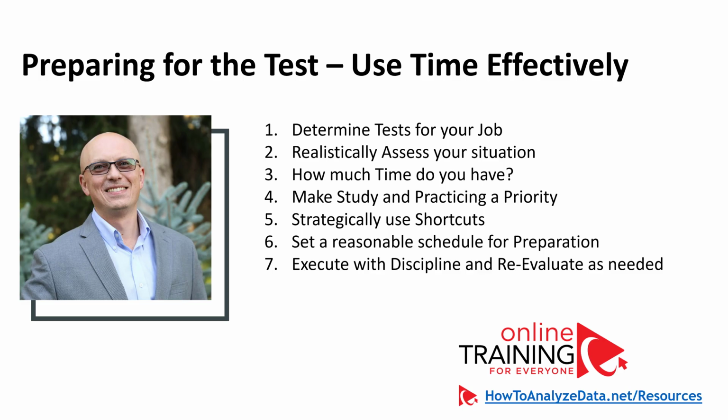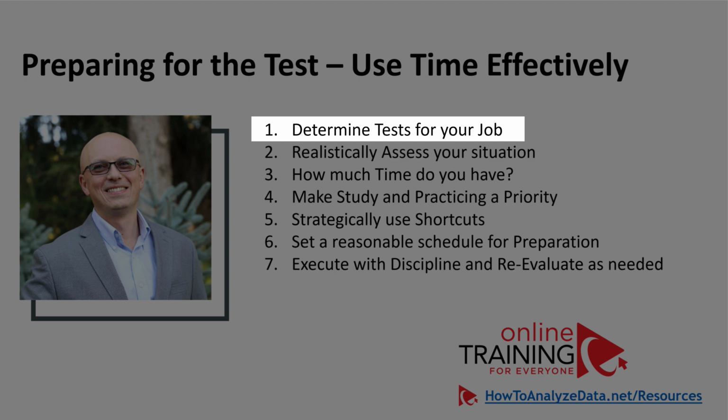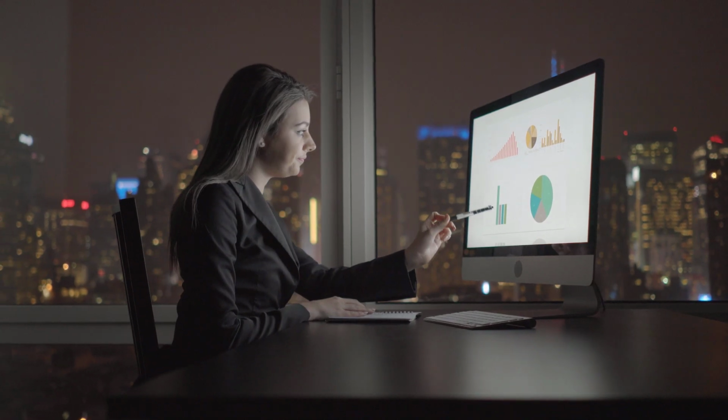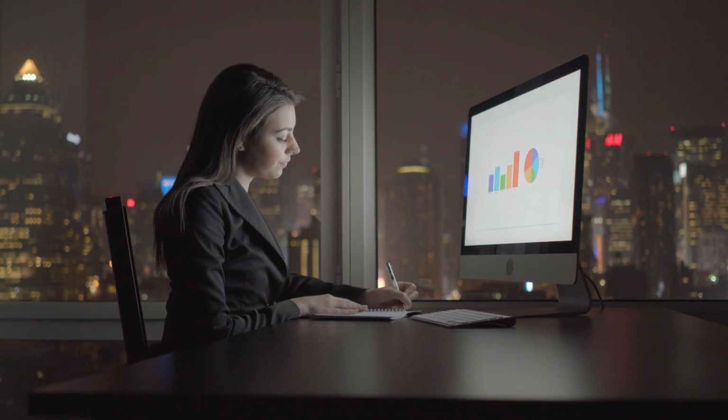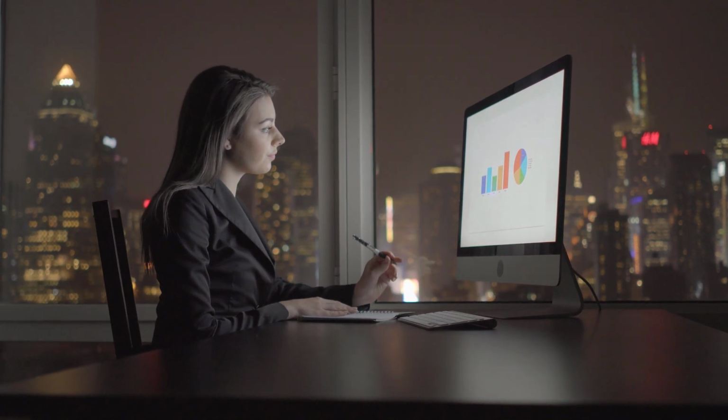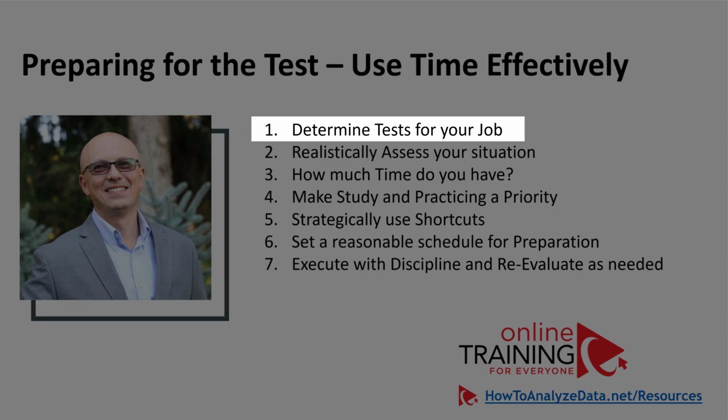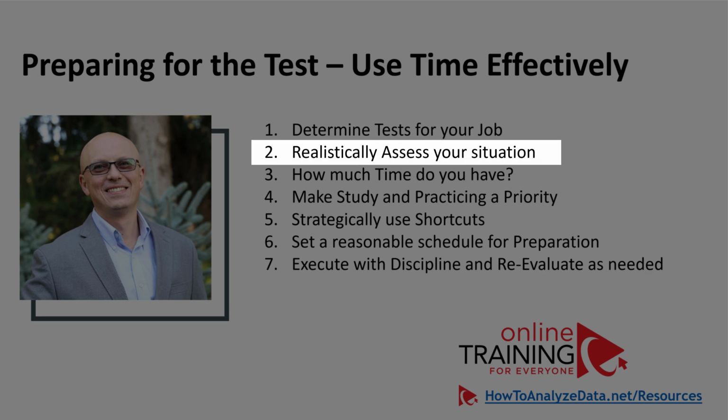Let's take a look at some planning tips to see if they might be helpful for you to get ready and pass the test. Let me share with you how to get prepared and use your time effectively during preparation for the test. One of the first things you need to do is determine what types of tests are conducted for the type of job that you're applying for. Typically, this information is available from employers, job application, and sometimes from the test providers. After you understand what types of tests are conducted, you need to realistically assess your situation to determine how well are you prepared for the test.